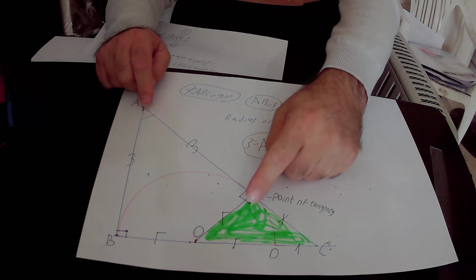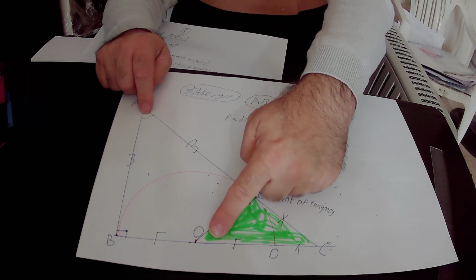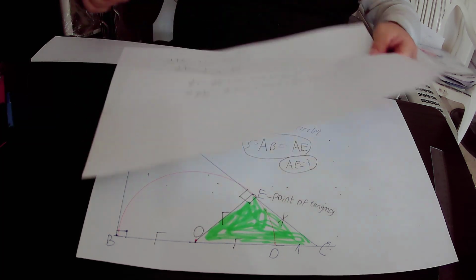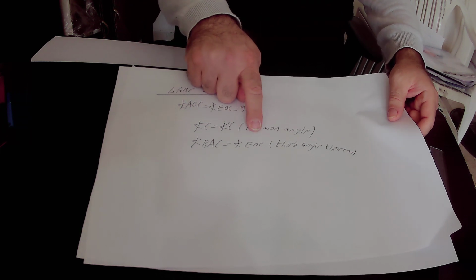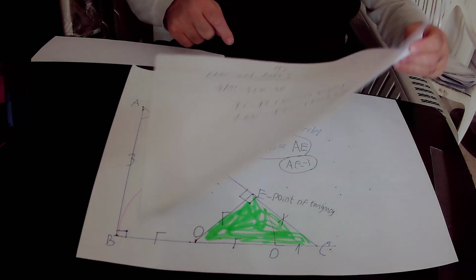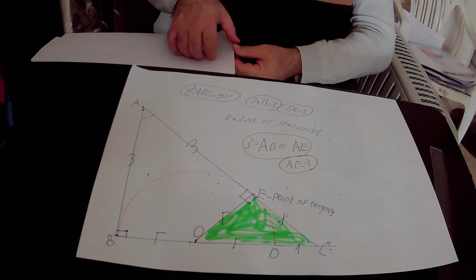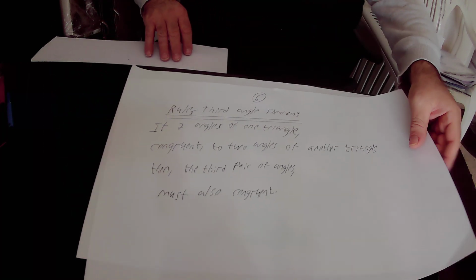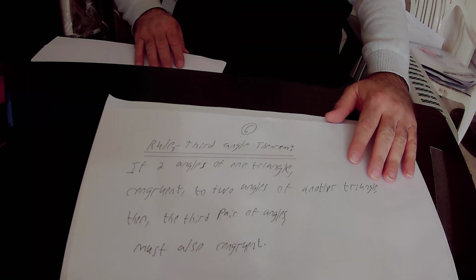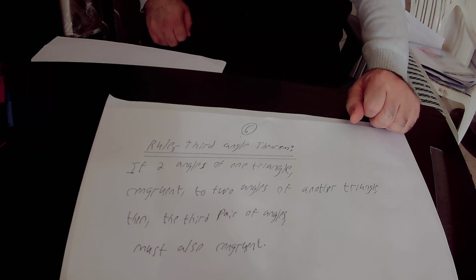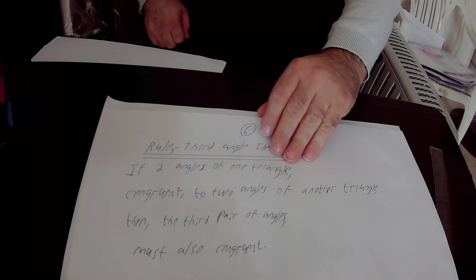And we also know that those two angles are equal to each other according to the third angle theorem. So actually, angle BAC equals angle EOC according to the third angle theorem. So what is the third angle theorem? The third angle theorem, or rule number 3, states that if two angles of one triangle are congruent to two angles of another triangle, then the third pair of angles must also be congruent.